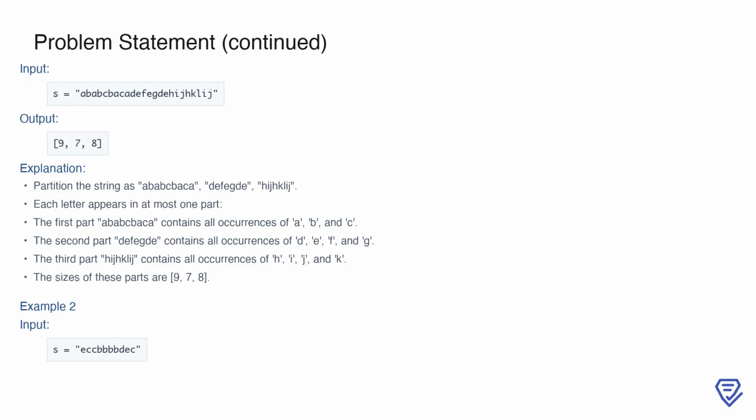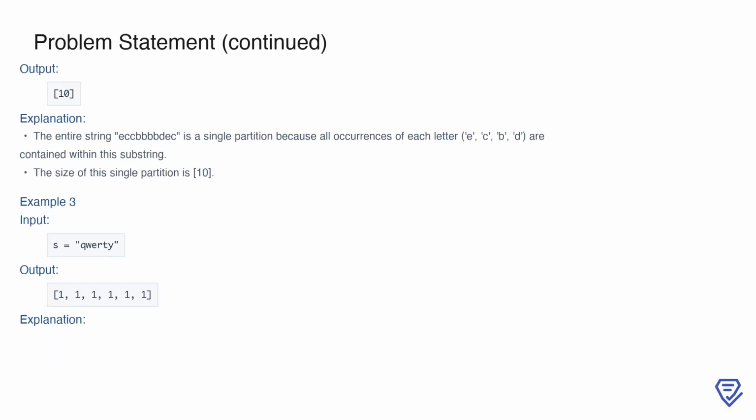The string is divided into 3 parts: ababcbaca, defegde, and hijhklij. If we examine each part, we see that all occurrences of each letter are contained within their respective partitions. For instance, the first partition includes all occurrences of the letters A, B, and C. Similarly, the second partition contains all occurrences of D, E, F, and G, while the third partition includes all occurrences of H, I, J, and K. Each partition satisfies the condition that no letter appears in more than one part, and their sizes 9, 7, and 8 are returned as the result.